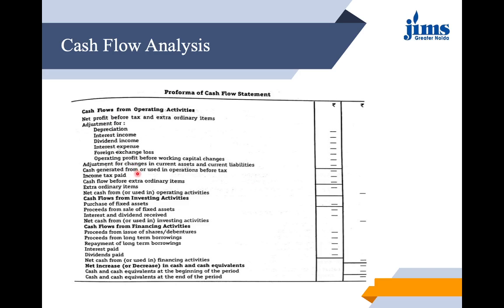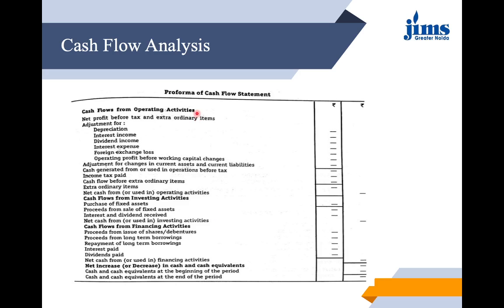changes in current assets and liabilities, the cash generated from or used in the operations, and finally you will treat income tax, and you will treat extraordinary items, and finally you will obtain the cash inflow or outflow in operating activities. The second part here is the cash flow from investing activities. We know this very well, that we treat the purchase of fixed assets or the proceeds from sale of fixed assets, interest and dividends received, and the net cash flow from investing activities is treated at this particular point.